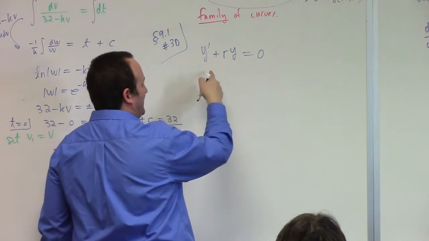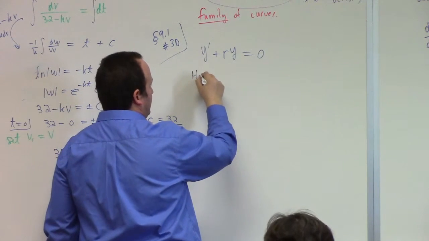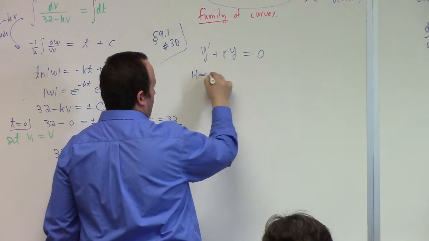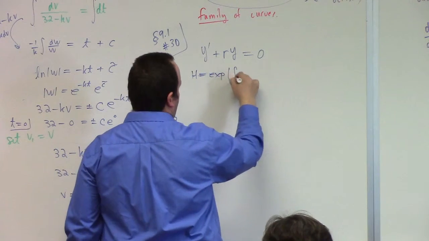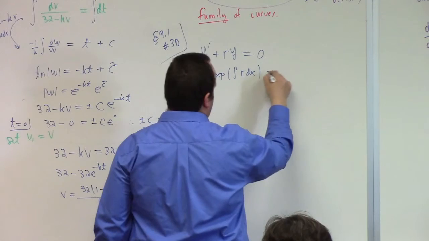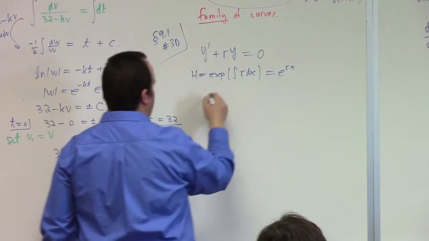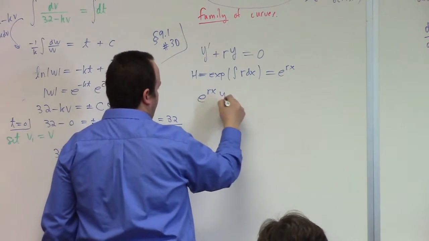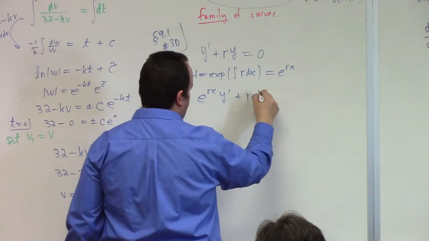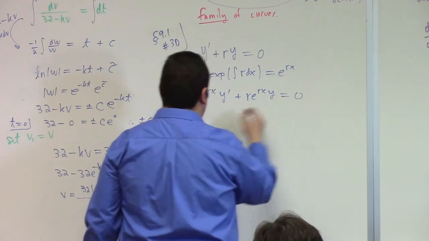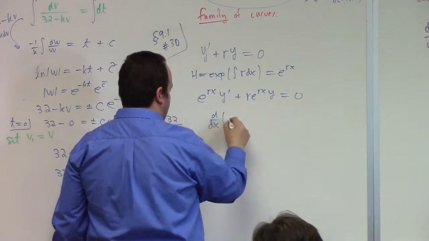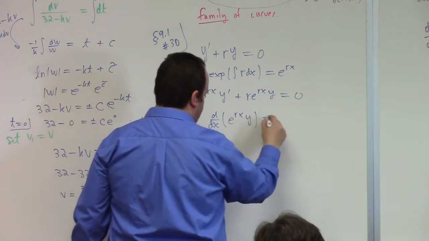What's the integrating factor here? Let me just run through it real quick. The integrating factor is e to the integral of r dx, which is e to the rx. You multiply this by e to the rx: y prime plus r e to the rx y equals 0, which gives us d/dx of e to the rx y equals 0.